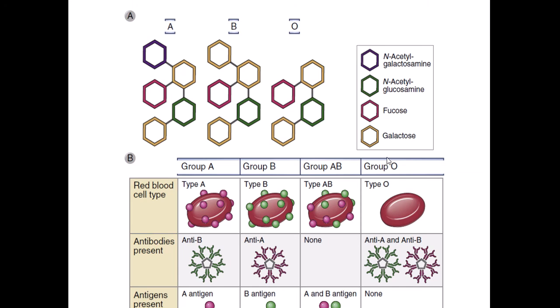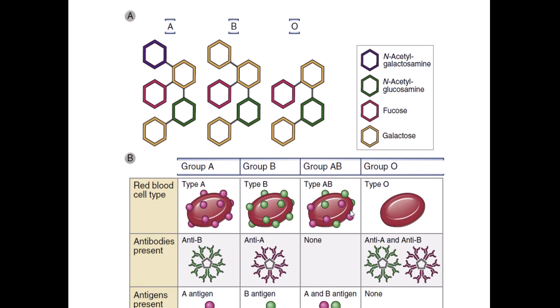The galactose here is the blood group B, and if you have both here, it's a blood group AB. If you don't have any of those, it's a blood group O. But you still have the backbone structure, which we call the H antigen. This is really very important. Then blood group A, blood group B, blood group AB, and blood group O.